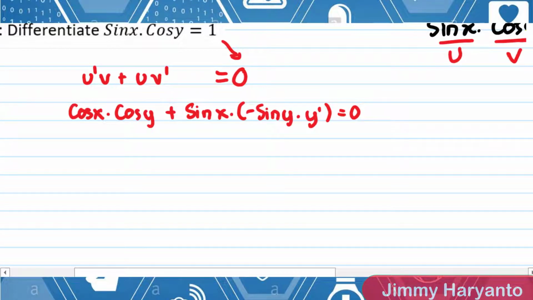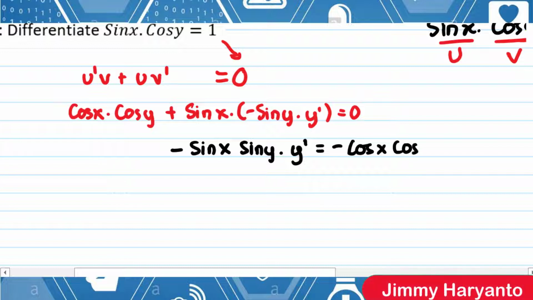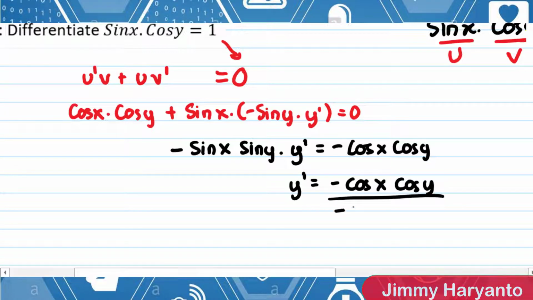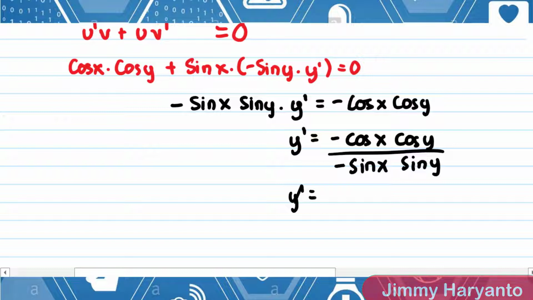Okay, next we have to separate the terms without the y accent. That means for the left side we will have negative sin x sin y times y accent equals to, for the right side we will have negative cos x cos y, yeah. And then move the sign to the right side, you will have cos x cos y over negative sin x sin y. That means we can cross out the negative, it will become cos over sine, cotangent x and cotangent y. There you go. This is the answer for example 3.